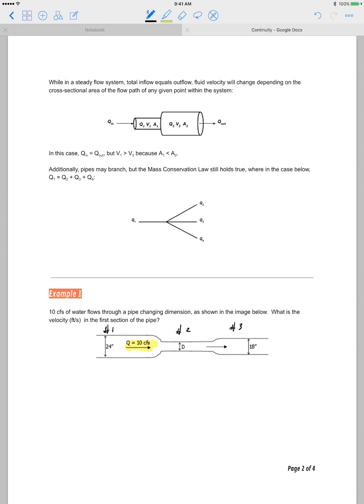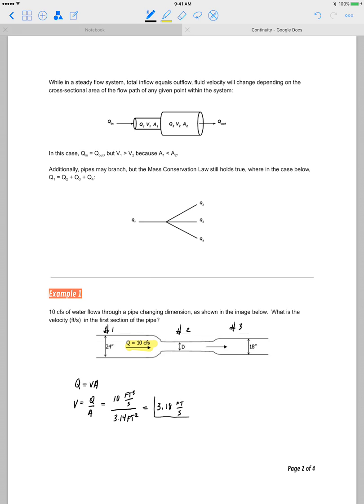What is the velocity in the first section of the pipe? Very simple. We know that Q equals VA. Therefore, V equals Q over A. In this case, we have 10 cubic feet per second divided by the cross-sectional area at 24 inches. If you use the table that we provided for you to download, you know that that is 3.14 feet squared. So then the answer is 3.18 feet per second.